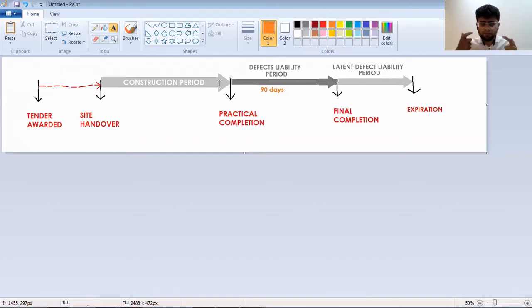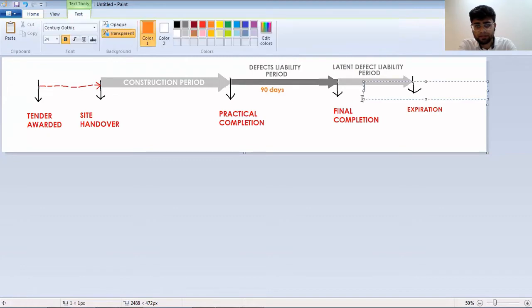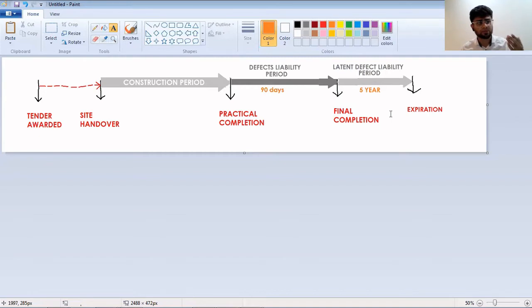And then from the date of final completion, you have another period called the latent defect liability period. I'll explain what that means now and how best to understand it, but that's a 5-year period. If you look at prior JBCC documents, prior to I think 2018, if you look at something from 2007, it'll tell you it's a 3-year latent defect liability period, which is not the case anymore. So the numbers to remember here are 90 days for defects liability and 5 years for latent defect liability.